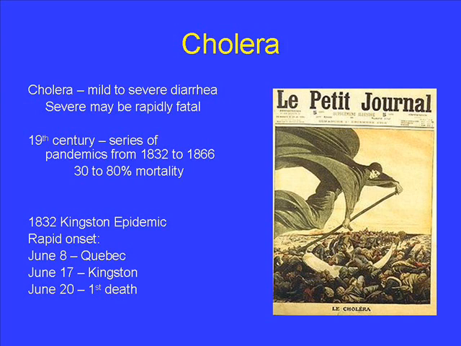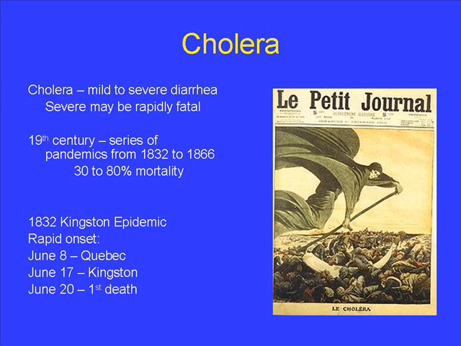Now, cholera is a disease that we've all suddenly become aware of again, because of the events in Haiti. But cholera was characterized by mild to severe diarrhea, and the unique characteristic of cholera in the 19th century was the fact that it could be very severe and lead to very rapid death. That created an enormous problem.